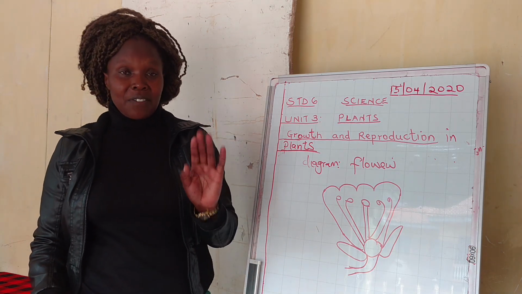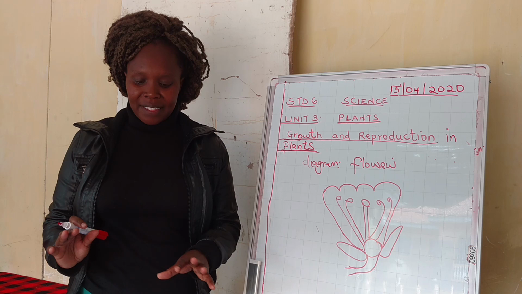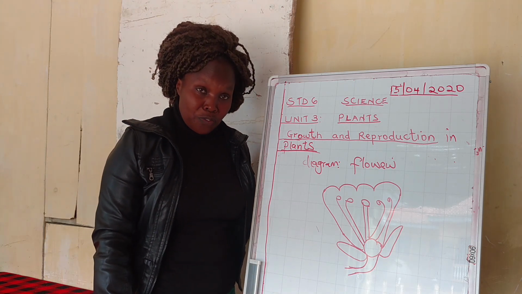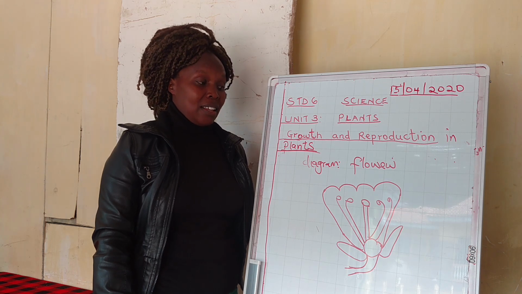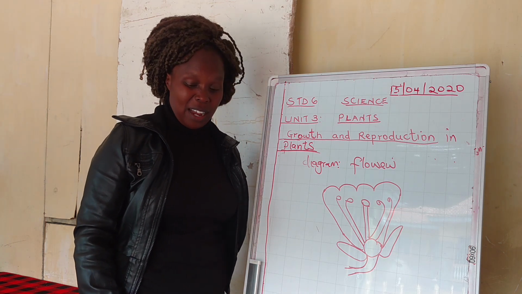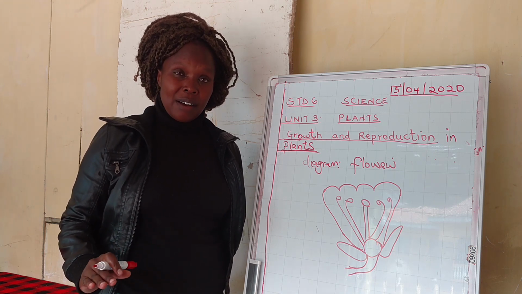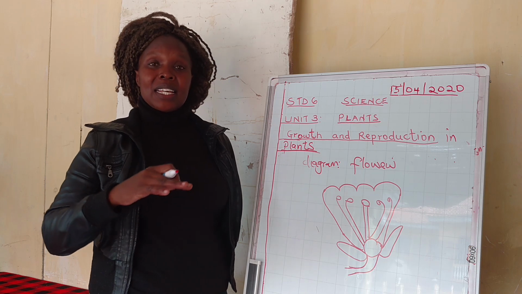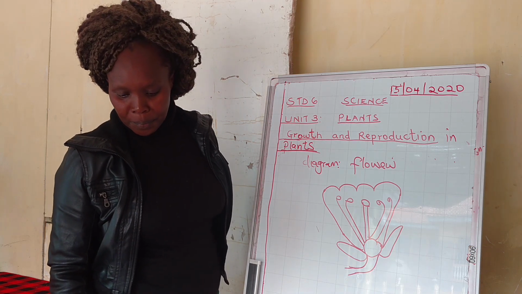We have said that a flower has the male and the female parts, but not all of them have the female and the male parts in the same flower. A few have the male and the female parts in different flowers.